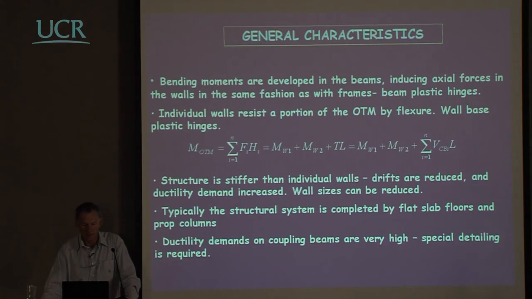And we can write essentially the same expression that we had for frames when we did that equilibrium analysis, to say that the overturning moment, which is provided by the lateral forces multiplied by the heights above the base, is equal to the sum of the two moments at the bases of the walls plus the frame action, the tension in the tension wall multiplied by the distance from its center line to the center of the compression wall. So we have exactly the same expression. And we have the expression that the tension force is just equal to the sum of the beam shears up the height of the building itself. So we have a very simple equilibrium equation that can be used for design.